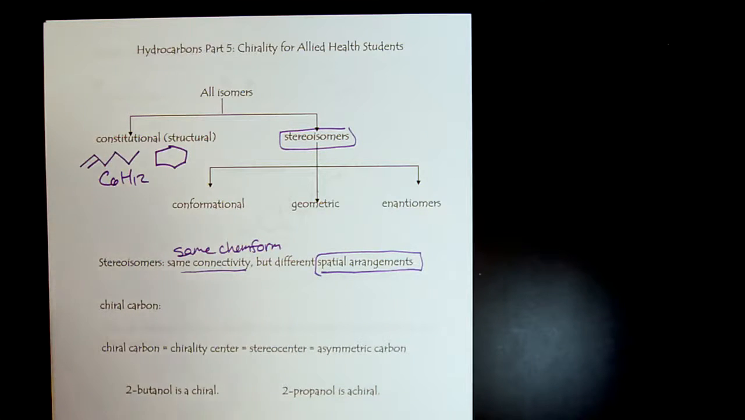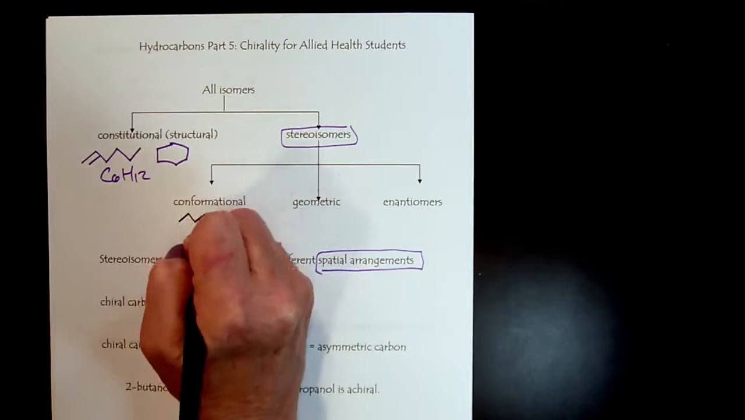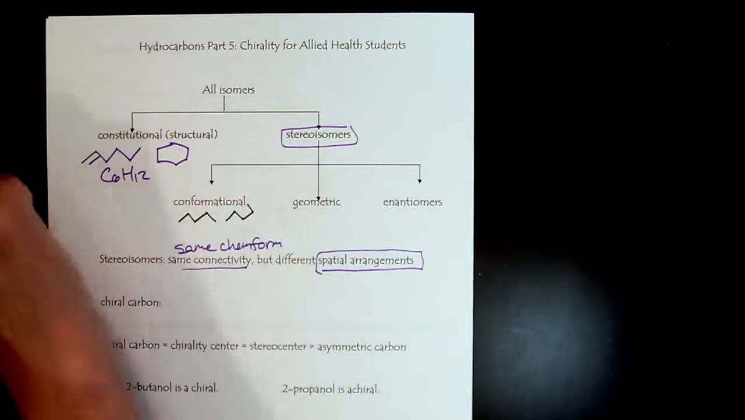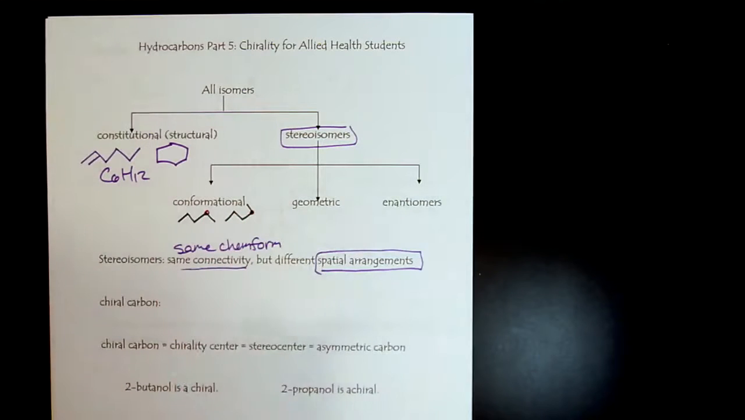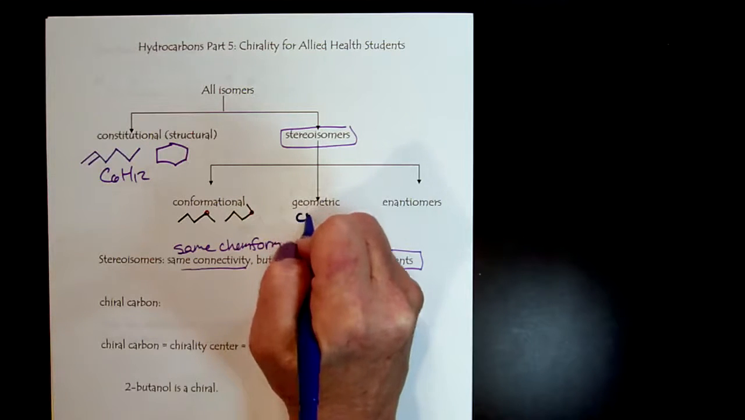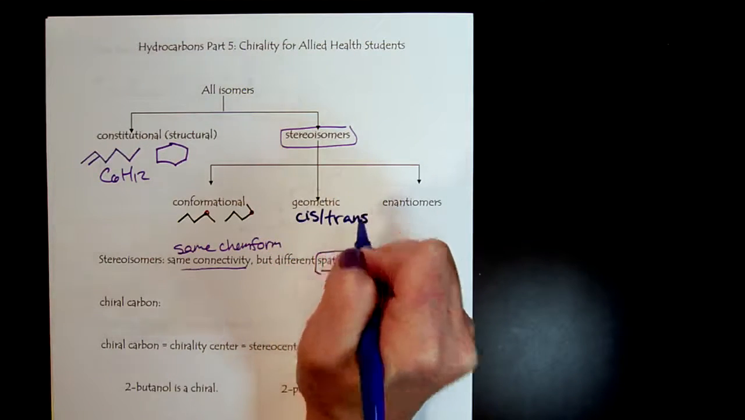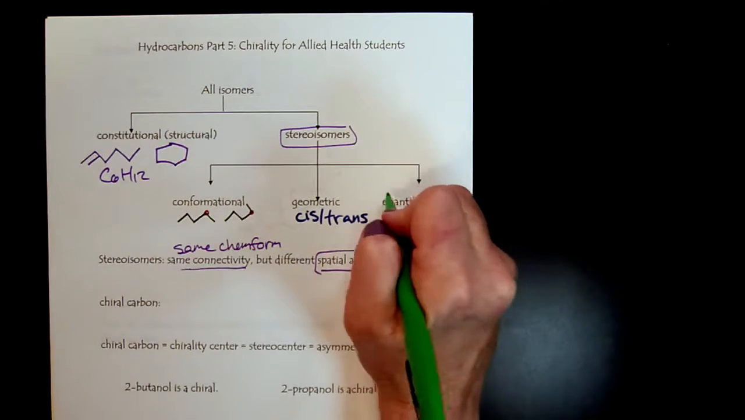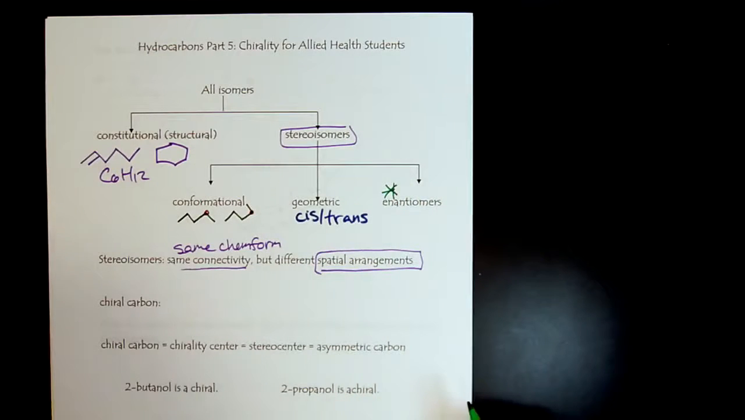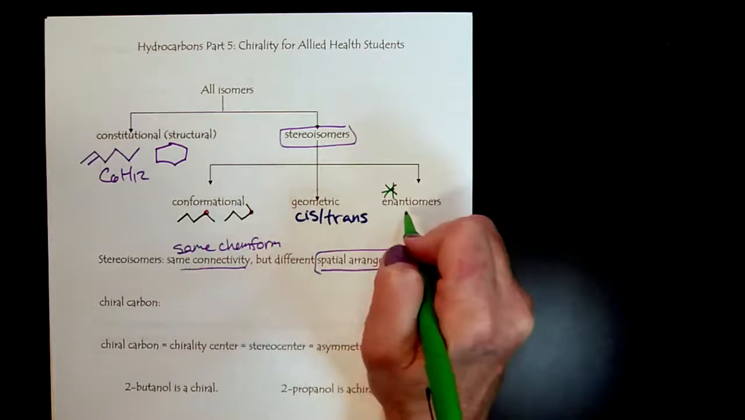So let's quickly review here. Conformations are just about rotation, so these are actually the same compound with different rotation. And then remember geometric isomers? That's where we have the cis-trans, and that could be alkenes or cycloalkanes. We covered that pretty thoroughly in a previous video, so that's enough said there. Now this is the new part. This is where we talk about chirality and enantiomers.